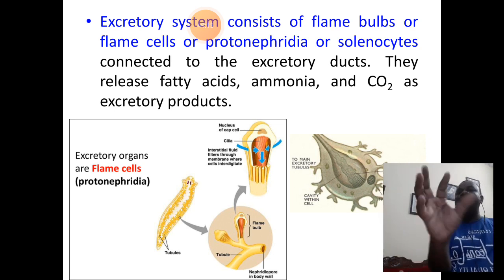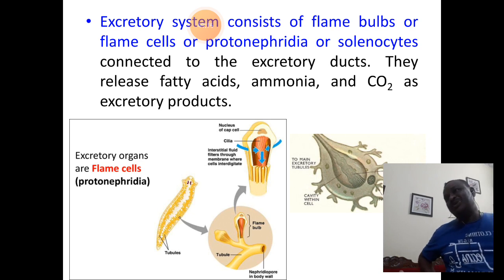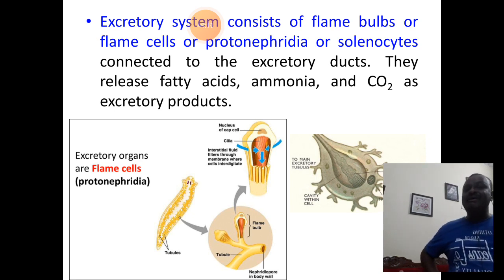Similarly, you find the excretory system in flatworms also. Here, special cells take care of the function of excretion. They are called flame cells or flame bulbs. They are also called solenocytes or protonephridia. They are all synonyms, the same names.